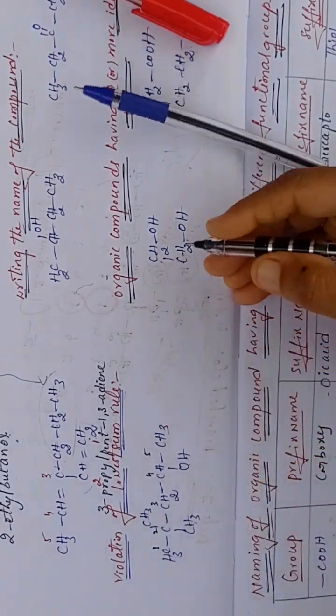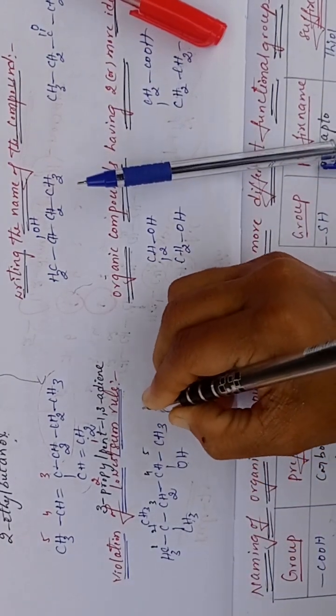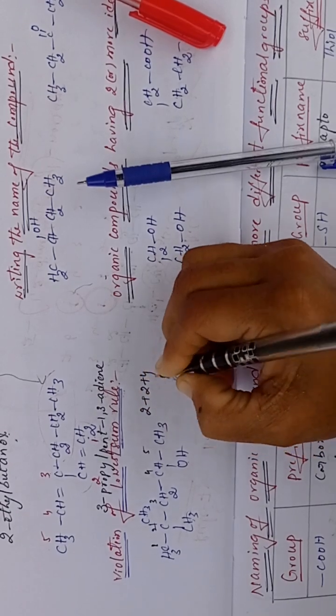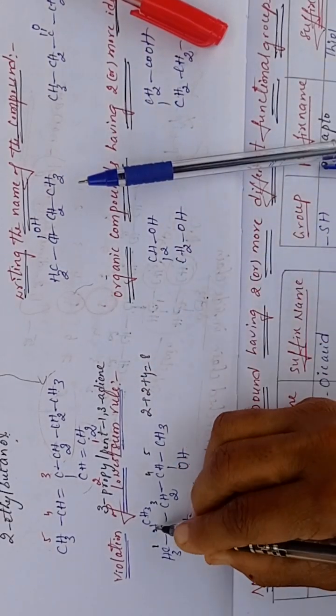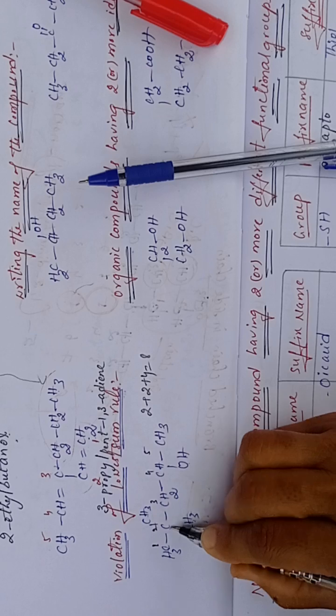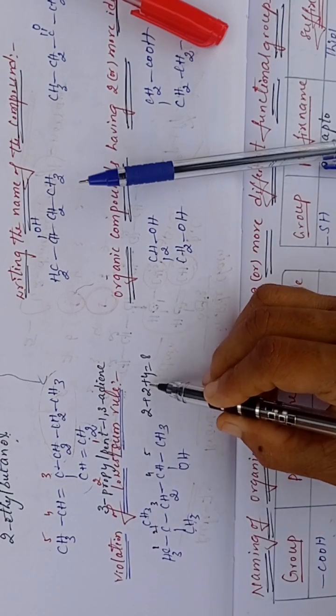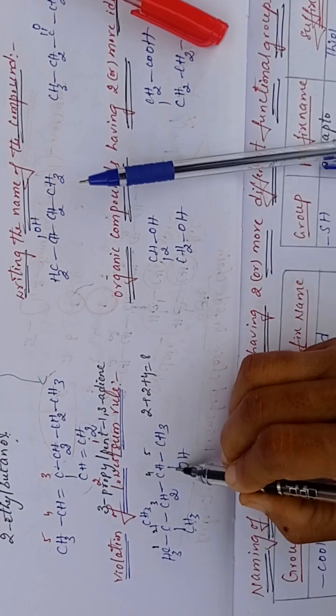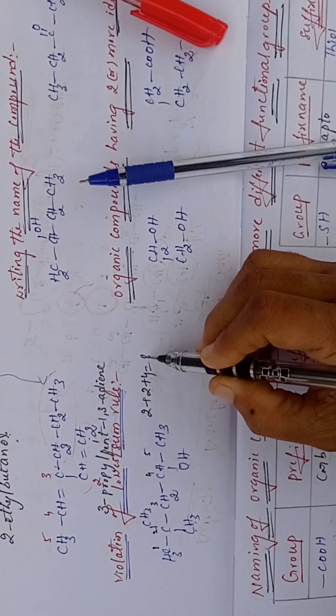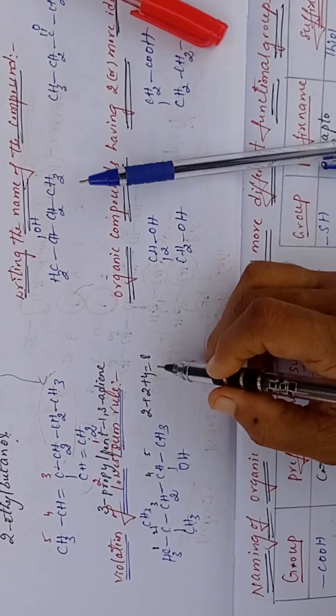Numbering 1, 2, 3, 4, 5 from left to right, what is the sum of the locants, students? 2 plus 2 plus 4, how much? 8. 2 methyl groups are attached to the second carbon, so we have to take it twice. And the OH group is attached to the fourth carbon. So 2 plus 2 plus 4 is equal to 8. That is the sum of the locants from left to right.